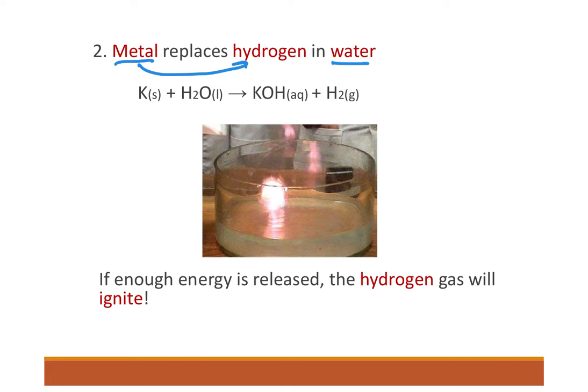The second type of single replacement reaction has a metal replacing hydrogen, and the hydrogen is coming from water. So this is a common reaction between our group 1 metals, such as potassium. And potassium basically is going to affect one of these 2 hydrogens found in water and release it as hydrogen gas. Since the reaction is exothermic, you can end up with a flame showing up as the hydrogen gas actually ignites because of all the heat energy.